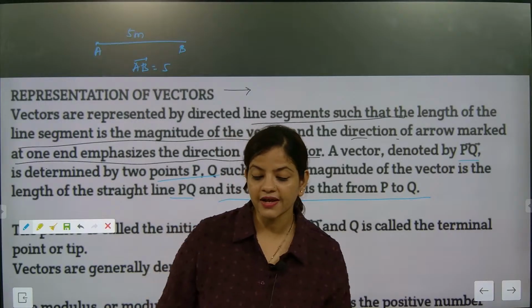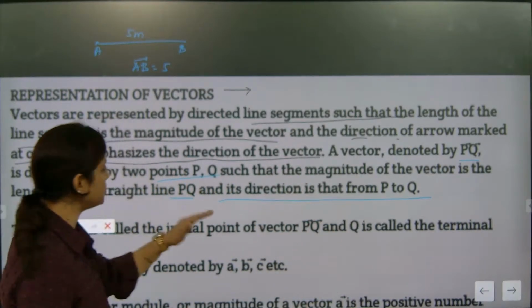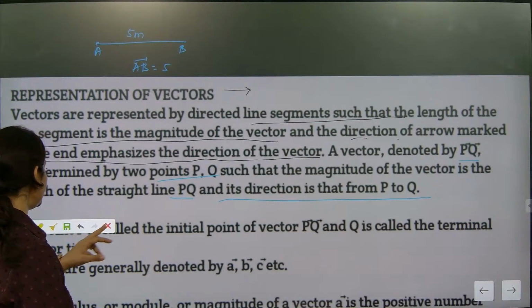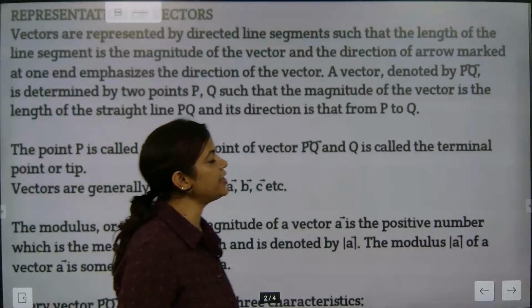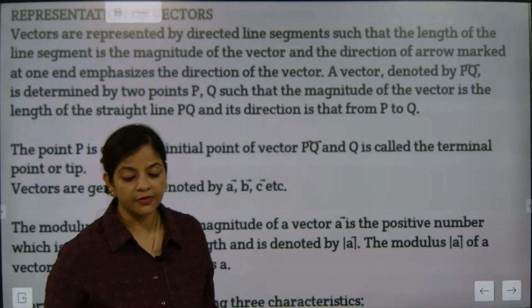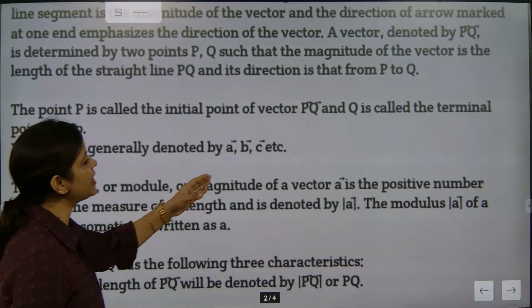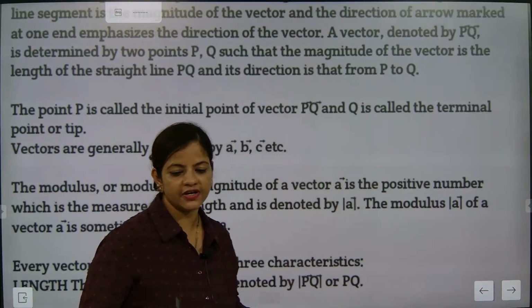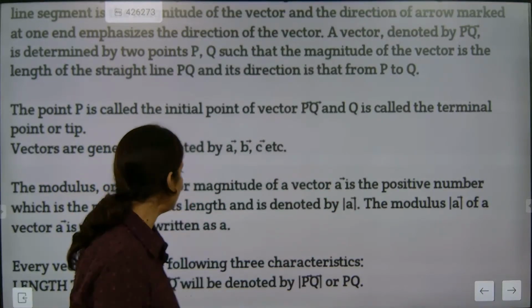So this is the most important thing. Here the vector part we have understood. Now we need to understand the next section. The point P is called the initial point and the point Q is called the terminal point. Now the next important thing: vectors are generally denoted by a vector, b vector and c vector. So always an arrow will come on top of a, b and c.